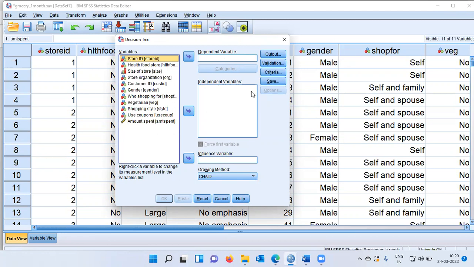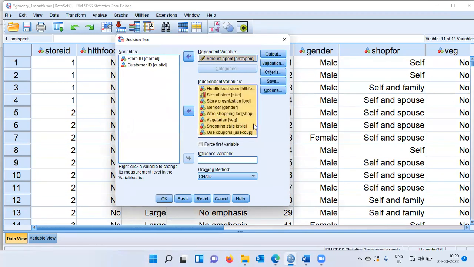A CART model is an example of supervised learning technique. Therefore, you need to specify the dependent variable. Which is the dependent variable? Amount spent would be the dependent variable. I will ignore the variables store ID and customer ID. Apart from these two variables, all of the variables can be pushed into the independent variables list.